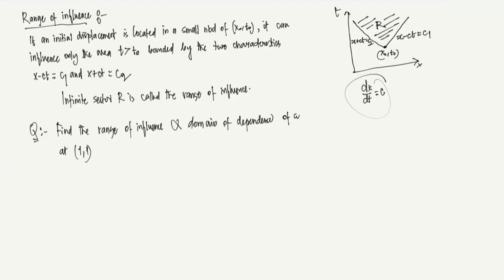Is it okay? Right. So essentially what I'm trying to say is this: the solution only influences those points. So any other point here gets influenced only by whatever the solution does within this cone. That's the range of influence.